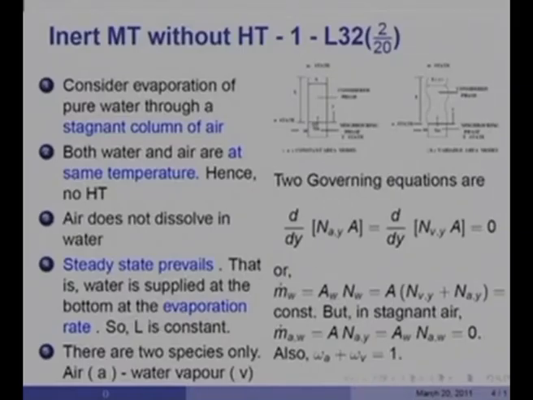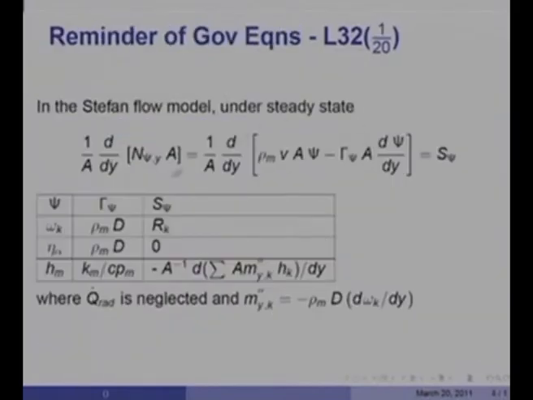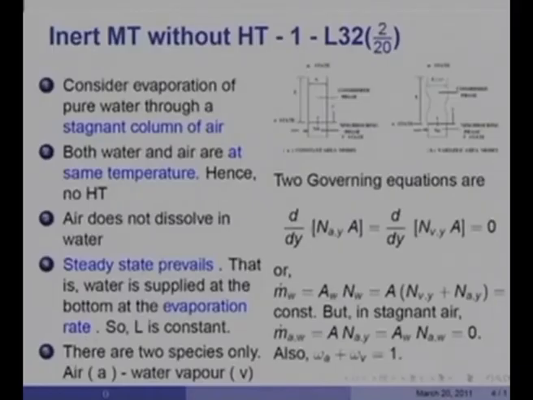What this means is that somehow we have constructed an apparatus in which water is supplied at the same rate at which it is evaporating, and therefore, the column height L would remain constant or the water level will remain constant. Now, in this problem we have two species, one is the air A and the other is the water vapor V, and therefore, the governing equation for this, because there is no chemical reaction, as you will see in the previous equation, R k would be equal to 0 for both air and water vapor. So, that is what I have written here.